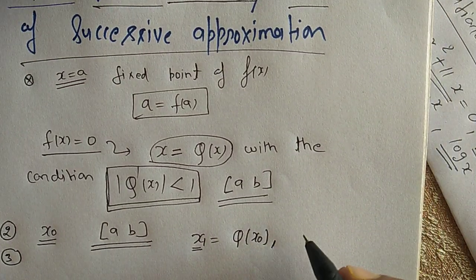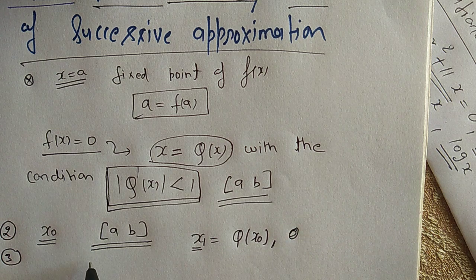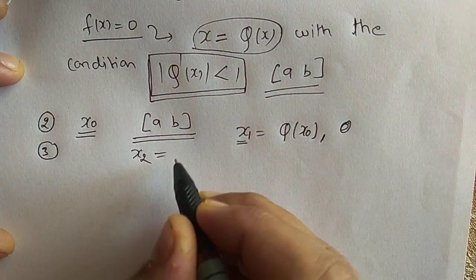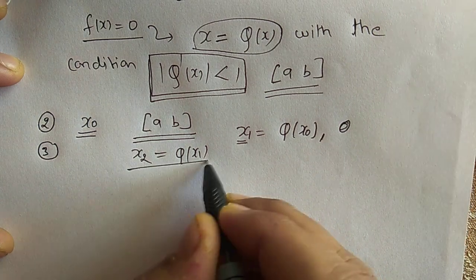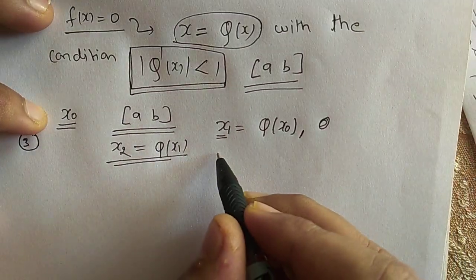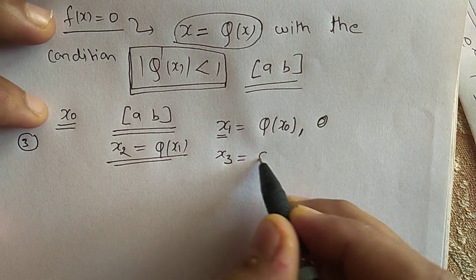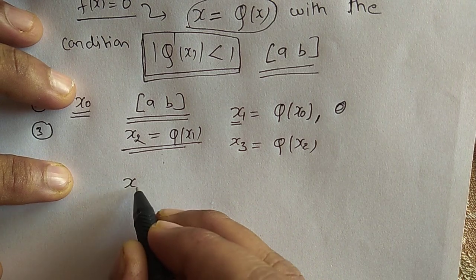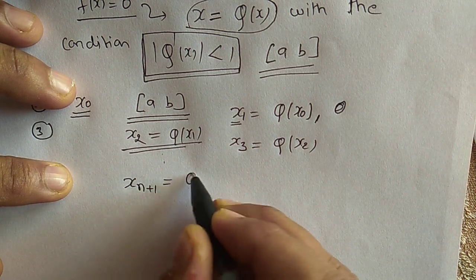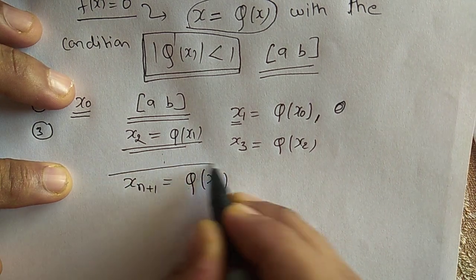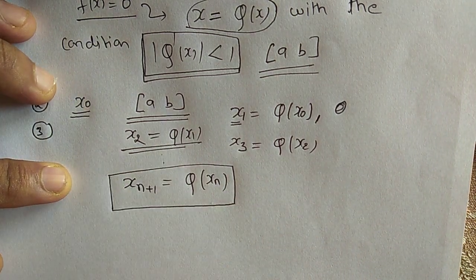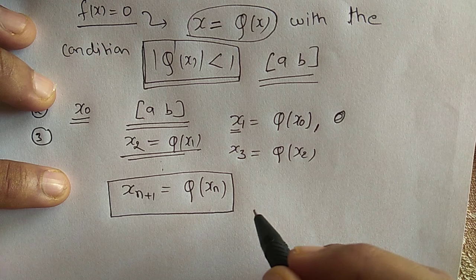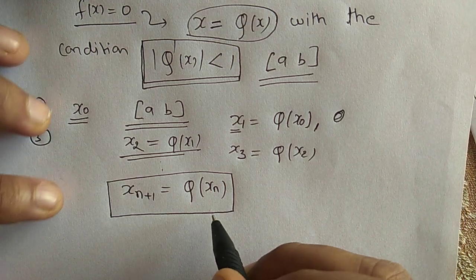Now for the second iteration we go for x2. So your x2 will be phi of x1, and x3 will be phi of x2. So for the nth iteration we can write the formula x of n plus 1 equal to phi of xn. So this is the formula for fixed point iteration, or successive approximation: x n plus 1 equal to phi of xn.